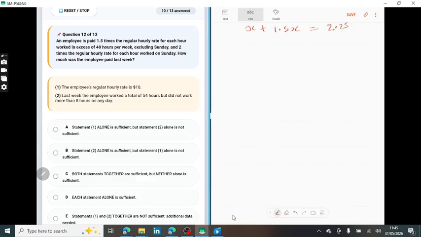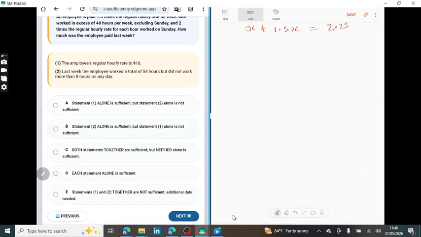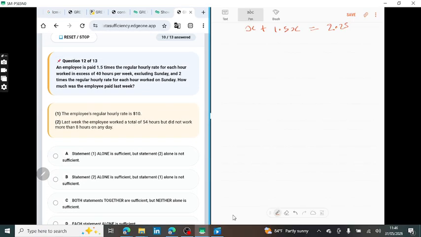An employee is paid 1.5 times the regular hourly rate for each hour worked in excess of 40 hours per week, excluding Sunday, and 2 times the regular hourly rate for each hour worked on Sunday. How much was the employee paid last week? So I want you to attempt this one. Statement 1, the employee's regular hourly rate is $10. Can we use this to solve the question?